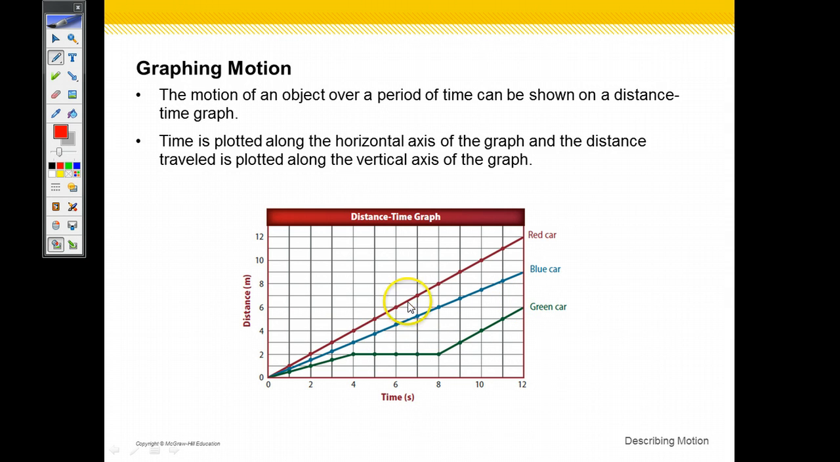So the fastest car is the red car. The second fastest car is the blue car. The green car is actually a couple of them. It's got the slowest slope here, but here it's stopped, but here the green car is going as fast as the red car. So on average the green car goes the slowest, but from 8 to 10 seconds it goes as fast as the fastest car.